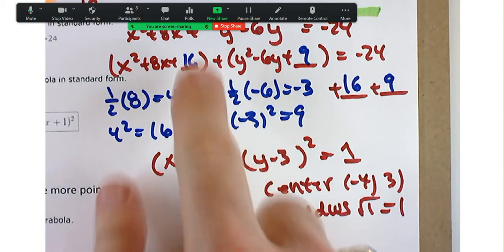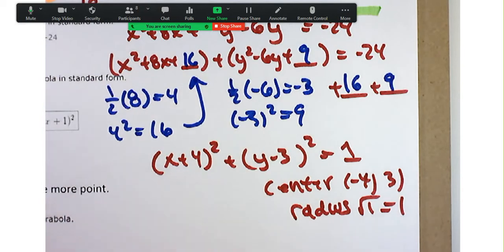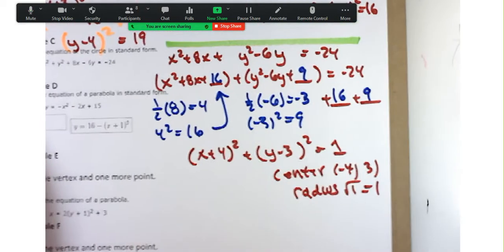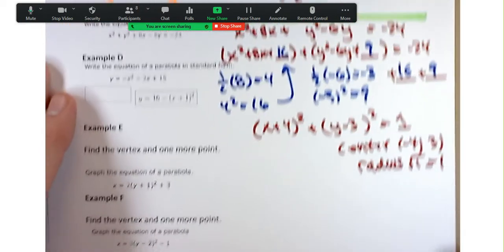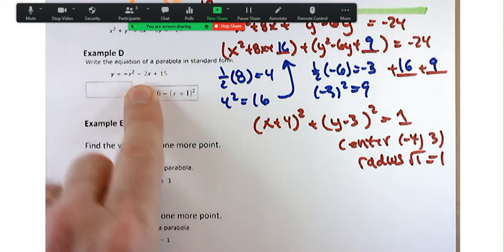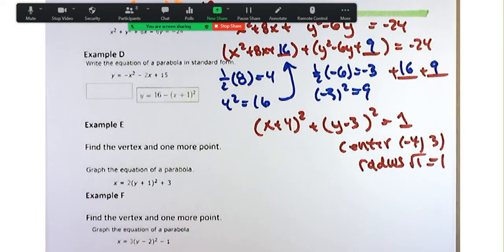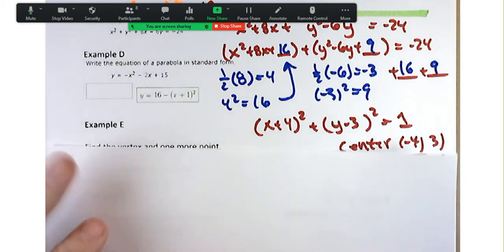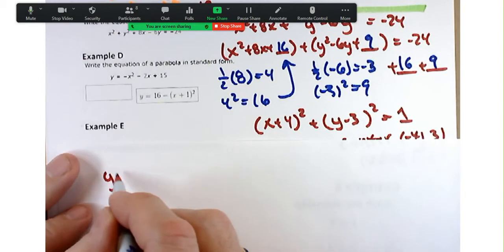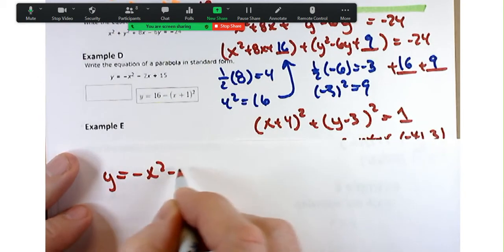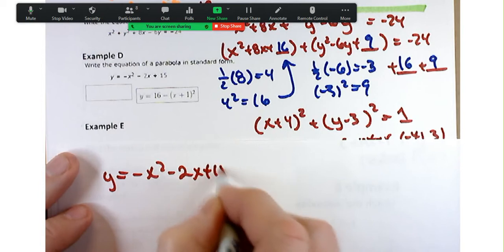How are we looking with this one right here? Doing okay there? Let's spend a little bit more time completing the square, and I'm going to put this one in standard form. So let me grab a fresh piece of real estate here. So we've got y equals negative x squared minus 2x plus 15.